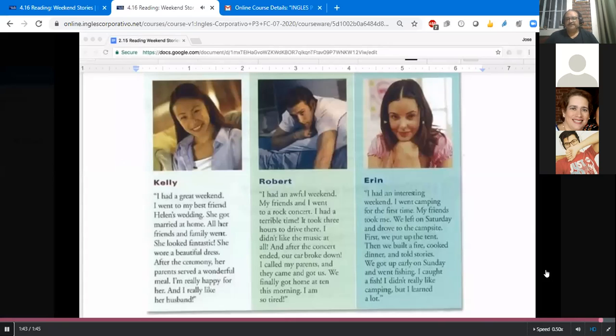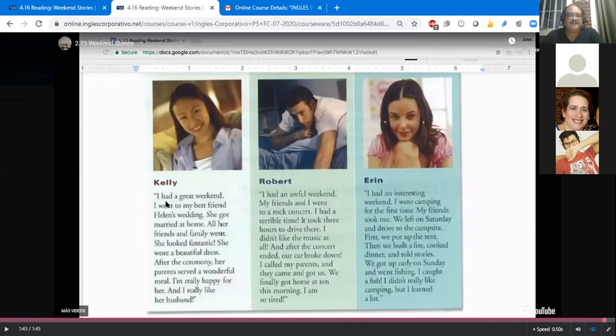Okay. Now check the vocabulary and see if you have any questions about the meaning of the words or pronunciation.